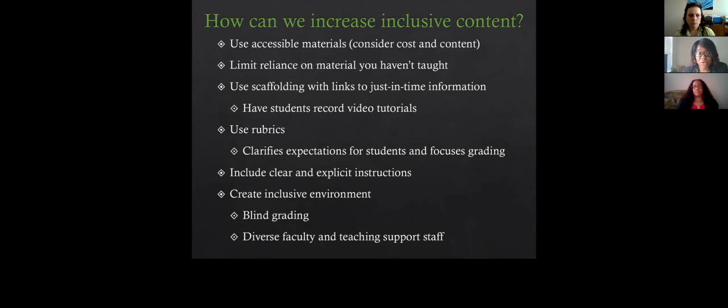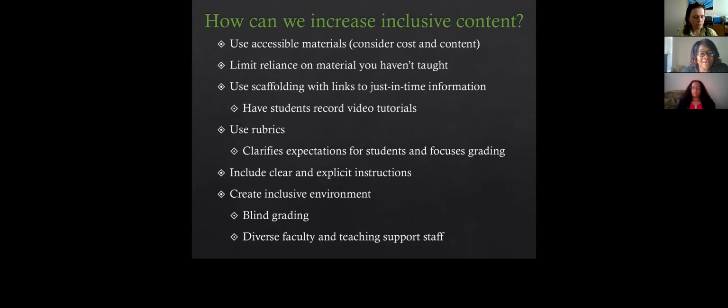Have students record video tutorials. Use rubrics that provide clear, detailed instructions and expectations for the students. And create an inclusive environment. For example, blind grading, where you may be in an English class, and you could associate work with a number, or have another professor grade without the names of the students, or with the names redacted.